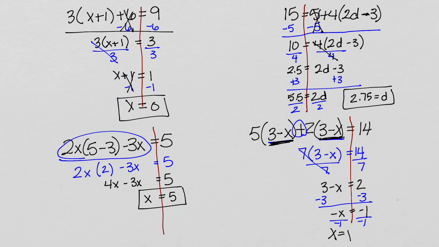So then we use the order of operations. There was no adding or subtracting on the outside here, but there was multiplication. So I had to divide both sides by 7. Then I have what's in parentheses, 3 minus x equals 2. Then I have to subtract 3 from both sides, divide both sides by -1, and your answer becomes x equals 1.